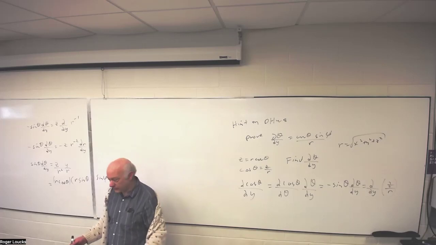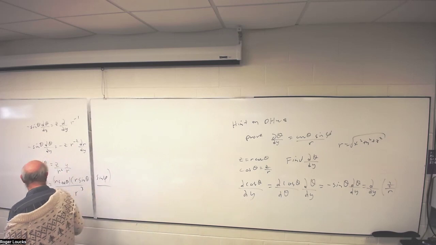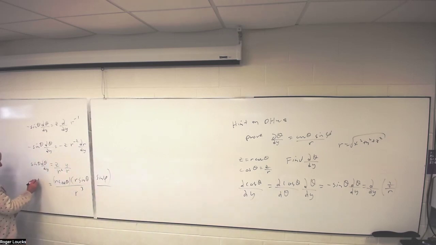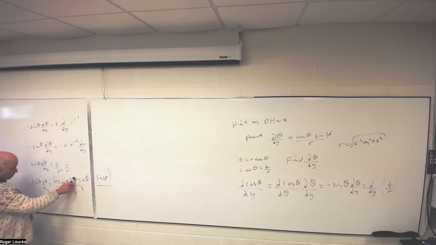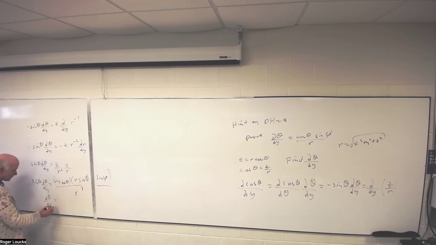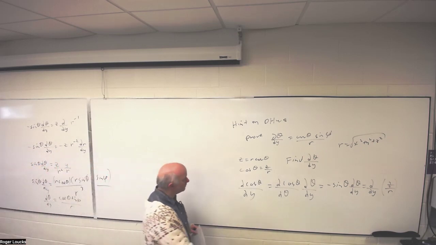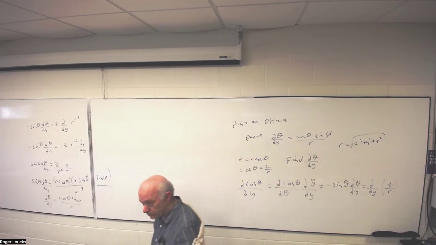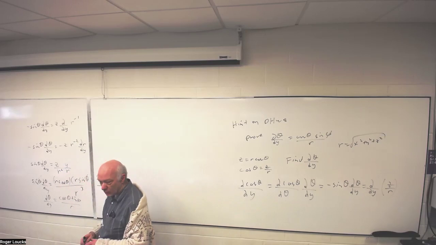Let me finish this thing. This is all over R cubed. And this is sine of theta, partial theta with respect to y. Sine of theta cancels. R here, change the ones here, so this gives me the partial of theta with respect to y, equaling cosine of theta, sine of phi, over R, which is exactly what I wanted to prove. Okay. Why?